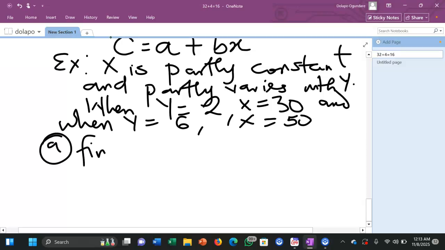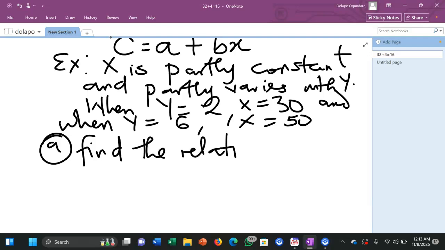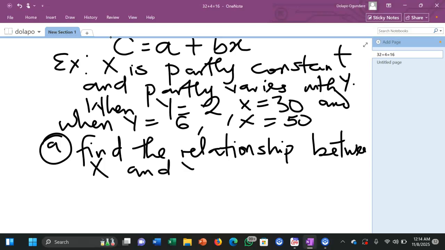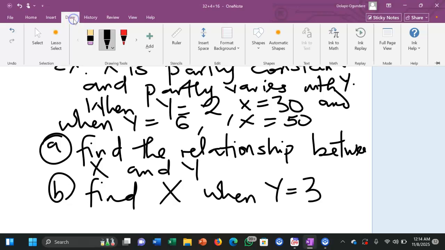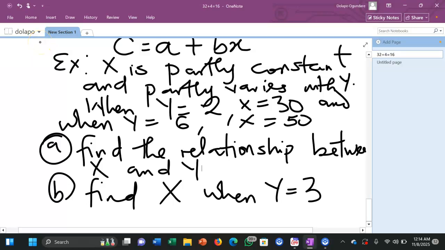The question says find the relationship. I've told you in the class that this relationship, they can mention it as formula or equation. Find the relationship between X and Y. And the next question says find X when Y is 3. Okay, so let's dive into the equation right away.